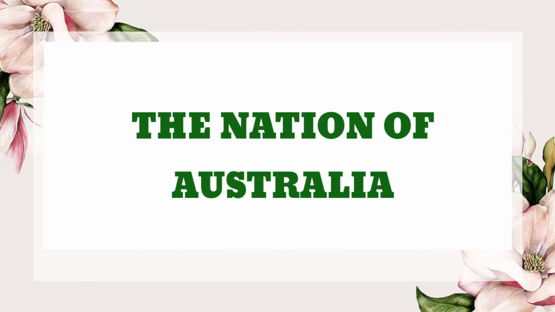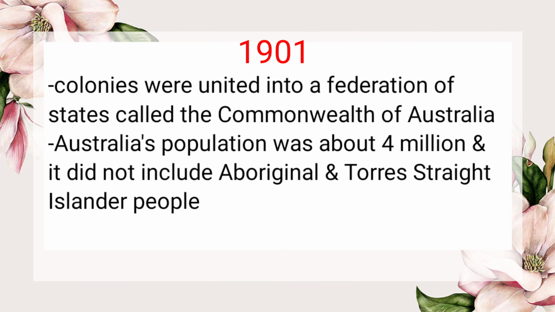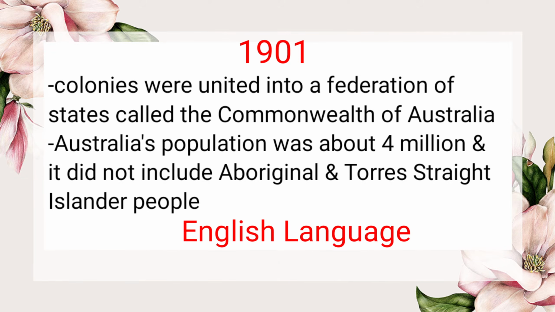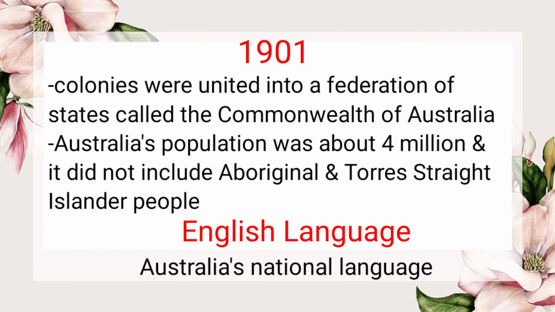Let's discuss the nation of Australia. In 1901, the colonies were united into a federation of states called the Commonwealth of Australia. Australia's population was about 4 million and it did not include Aboriginal and Torres Strait Islander people. The English language is Australia's national language.